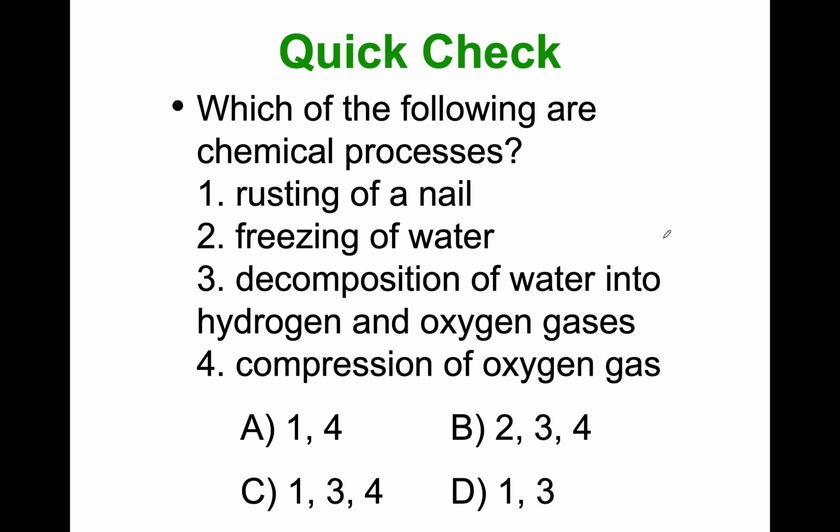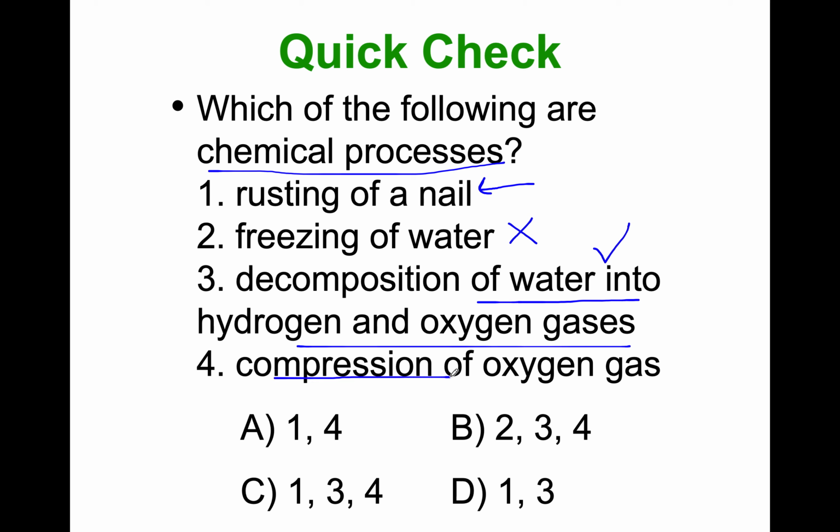If we're going to write chemical equations, we for sure need to identify: is it a chemical reaction? And then we can write a chemical equation. So which of the following is a chemical process? Rusting, we already solved that one. Freezing is not, that's a physical change. Decomposition of water into hydrogen and oxygen, that's changing the substance, yes. Compression of oxygen is not changing oxygen, it's just compressing it, so that's physical. So the two chemical ones are 1 and 3.